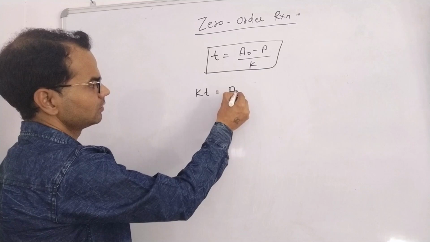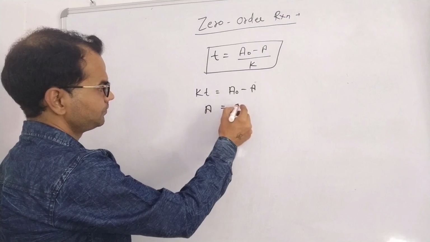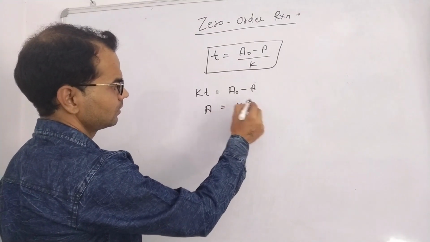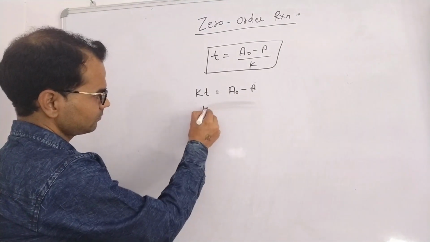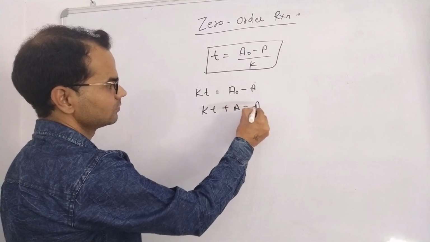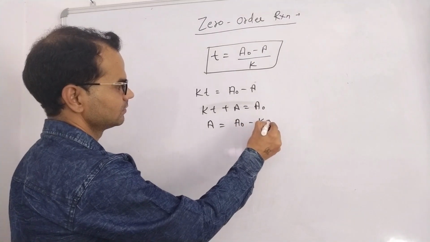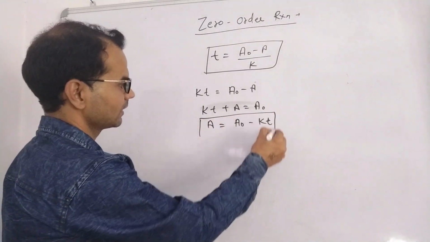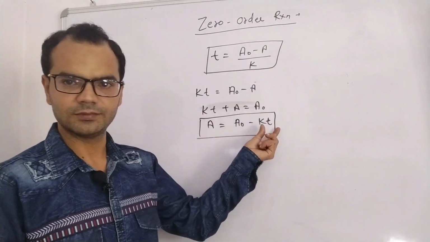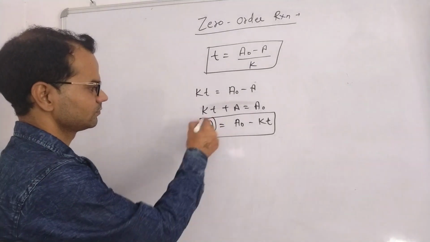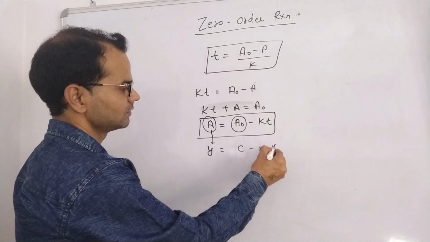Kt equal to A0 minus A. Kt plus A equal to A0, A equal to A0 minus Kt. I can plot a graph here, concentration of reactant versus time. So this is a straight line graph, y equal to c minus mx.